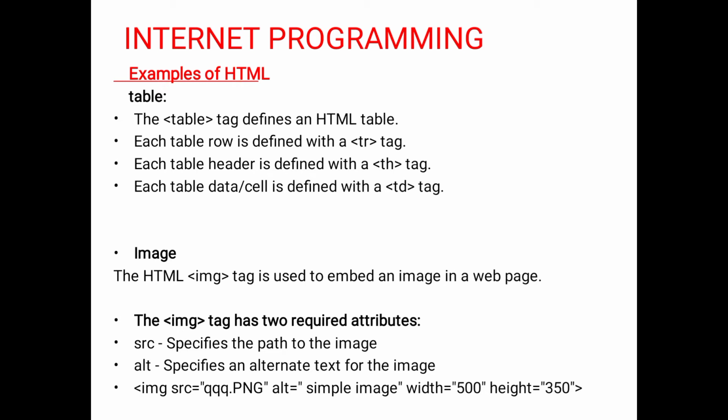So for example, if you are writing the image tag like img src equal to the image name dot png, alt equal to sample image, that is the name of the particular image, right? So and write the image width and height. For example, here the width equal to 500, height equal to 350. Okay, so that is the concept.